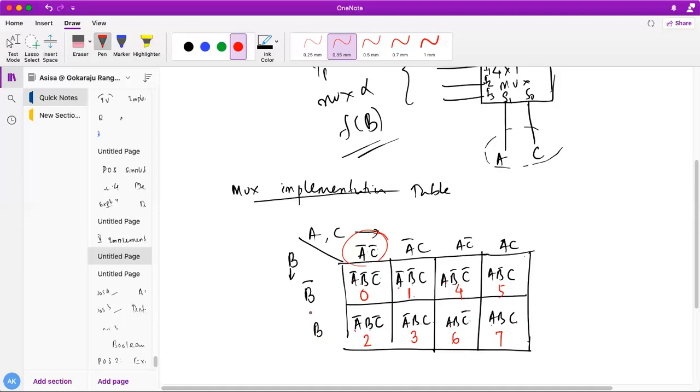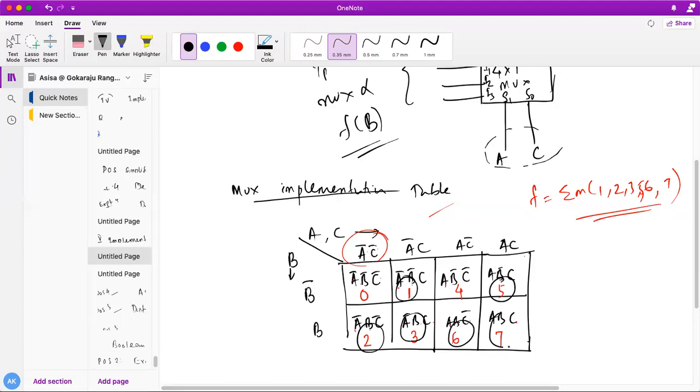Okay. So next, you need to take this function, which is summation of m 1, 2, 3, 5, 6, 7. These are my minterms. I just need to round up whichever are present in the function. Is 0 present? No. 1 is present. Next 2 is present. Next 3 is present. Next 5 is present. 6 and finally 7.